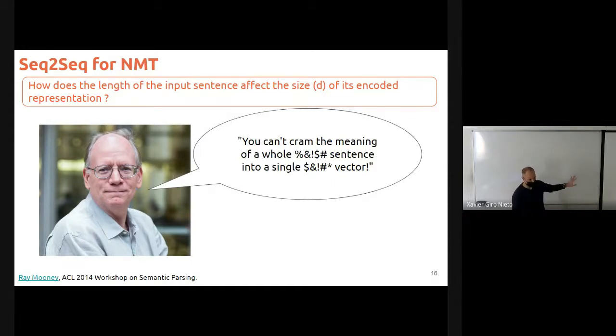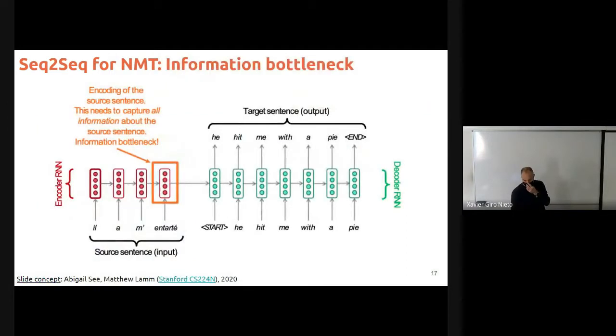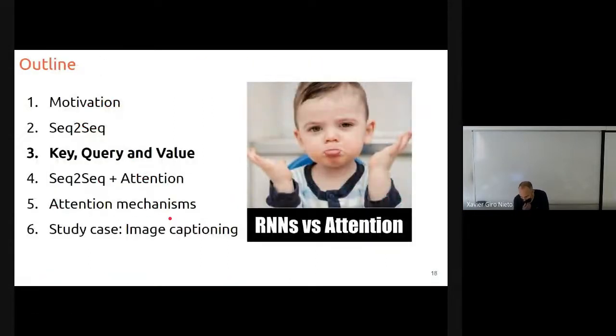So let's leave it that there's a problem in this approach. This problem is known as the information bottleneck, which means that if we are going to capture all the information in this representation, that's problematic because it doesn't depend on the length of the input sequence. So this is a problem that RNNs have when trying to encode any sequence of any length, and in a few minutes, I will provide a solution for that.